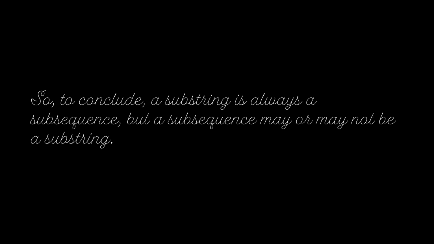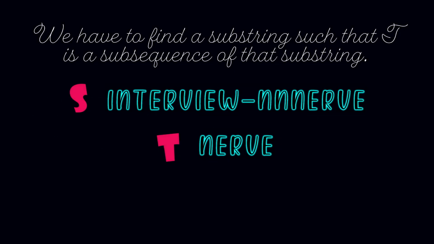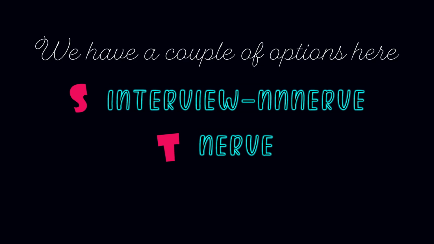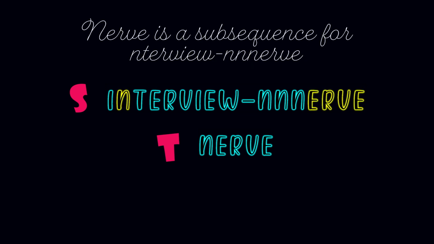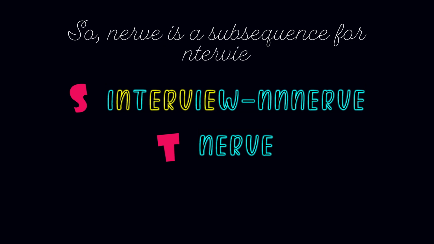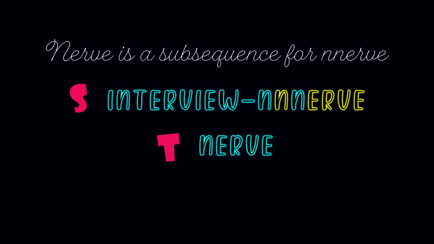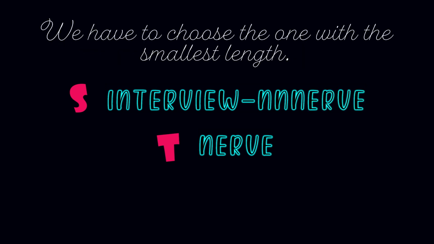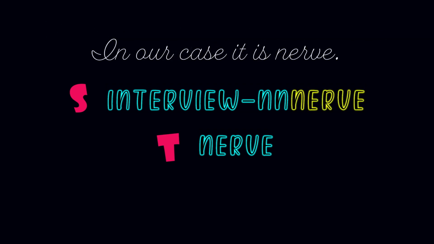After all this jibber jabber about substrings and subsequences, let's try to look at the problem. We have to find a substring such that T is a subsequence of that substring. We have a couple of options here. Nerve is a subsequence of this substring if we just exclude the I here, and also of this substring, and this one, and a whole bunch of others. So you get the point. We have to choose the one that has the minimum length. In our case, it is nerve.